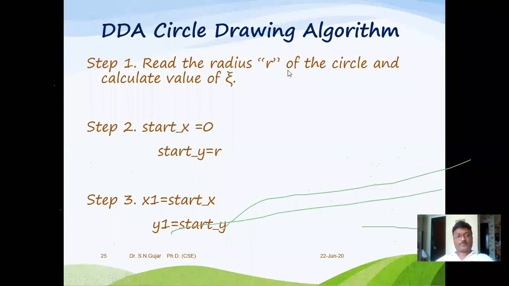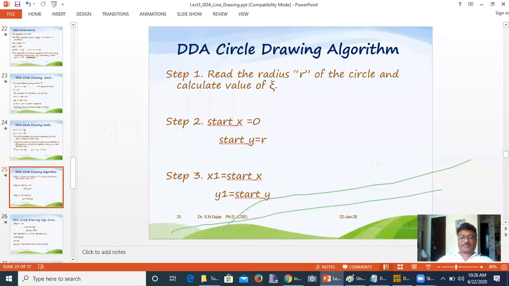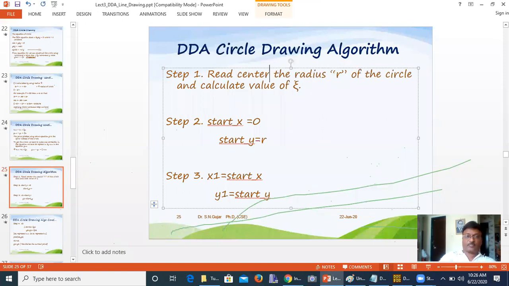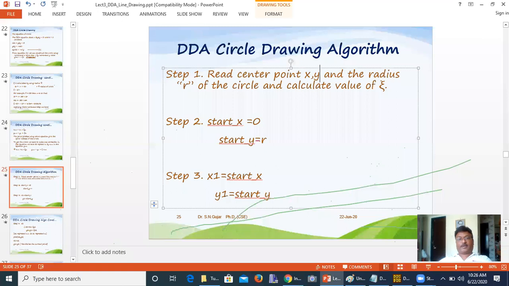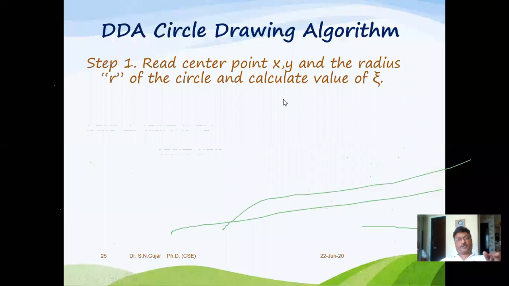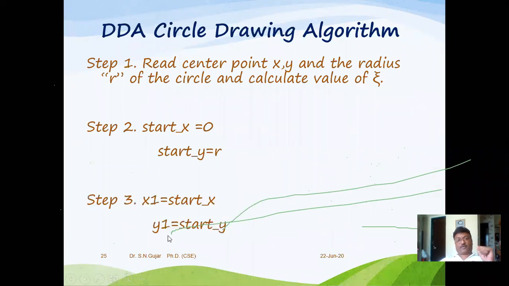Or you may say, read the center point. Suppose I say the center point, and the center point is what? Your x and y, and the radius. Okay. So these are the first points you have to read, x1 and the radius r. Then put these, start x and start y, in step 2 and step 3. The x1, y1 values you can consider: x1 value is start x and y1 value is start y.